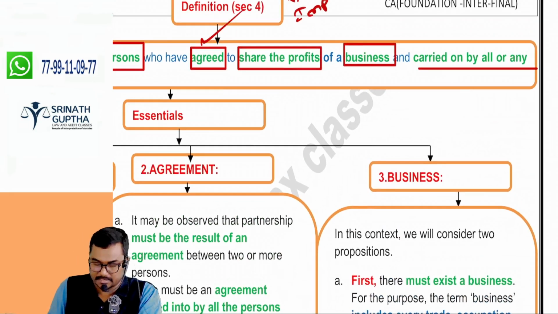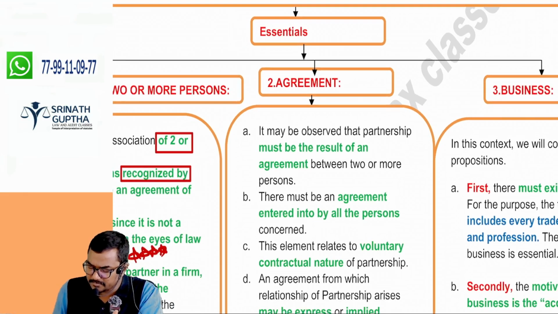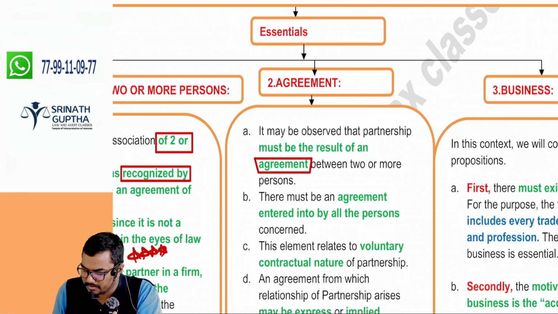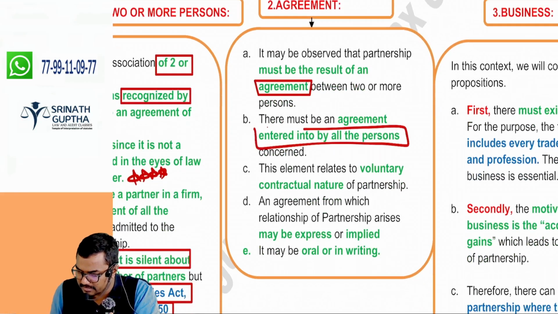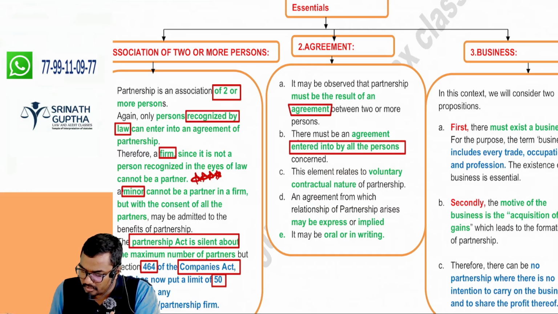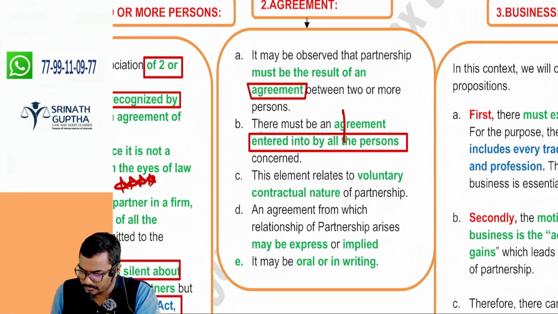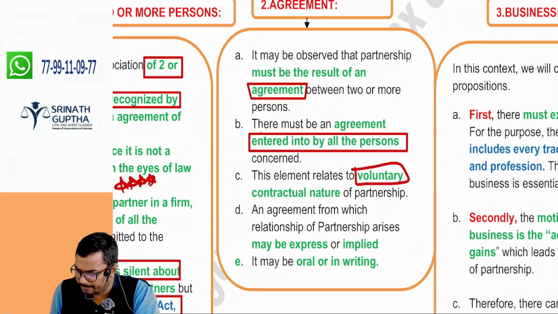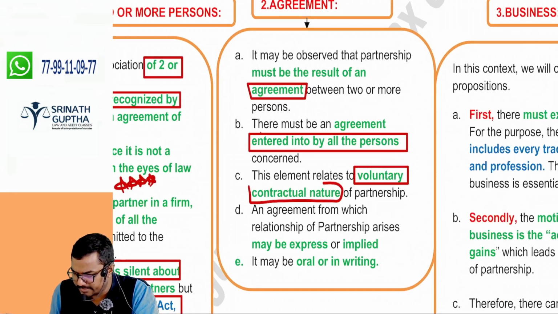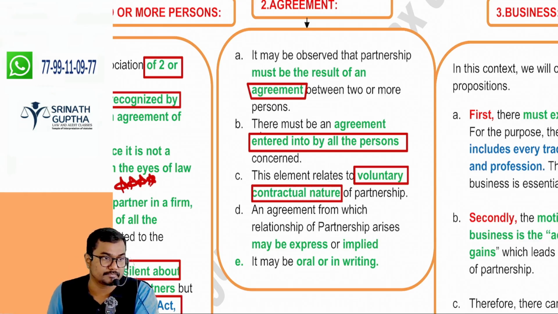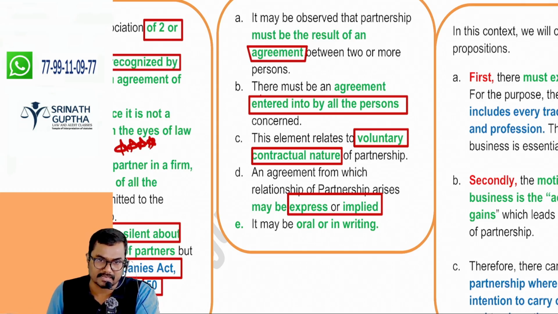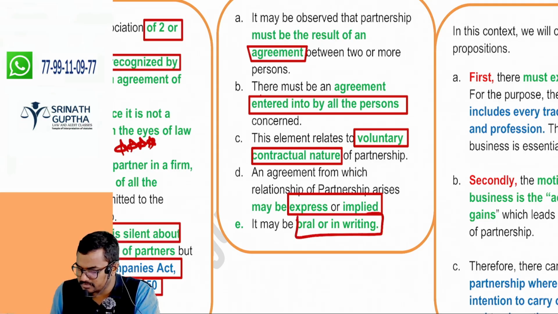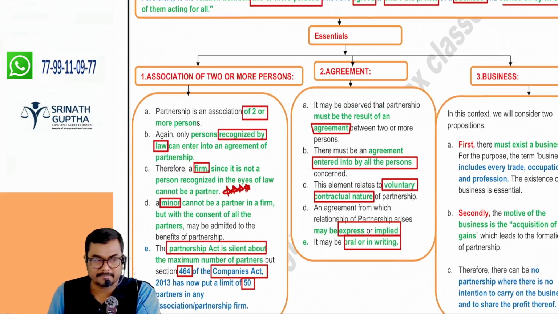Next, there must be an agreement. Partnership is the result of an agreement. No agreement, no partnership. There must be an agreement entered into by all the partners, all the persons. So it is voluntary in nature. If you want, you can enter into an agreement and become a partner. Otherwise, not required. It is contractual in nature. No contract, no agreement, no partnership. It is voluntary, not compulsory. This agreement can be expressed or implied. If it is expressed, it can be oral or in writing. However, in order to avoid disputes in the future, it is better to be in writing. So there must be an association of the persons.